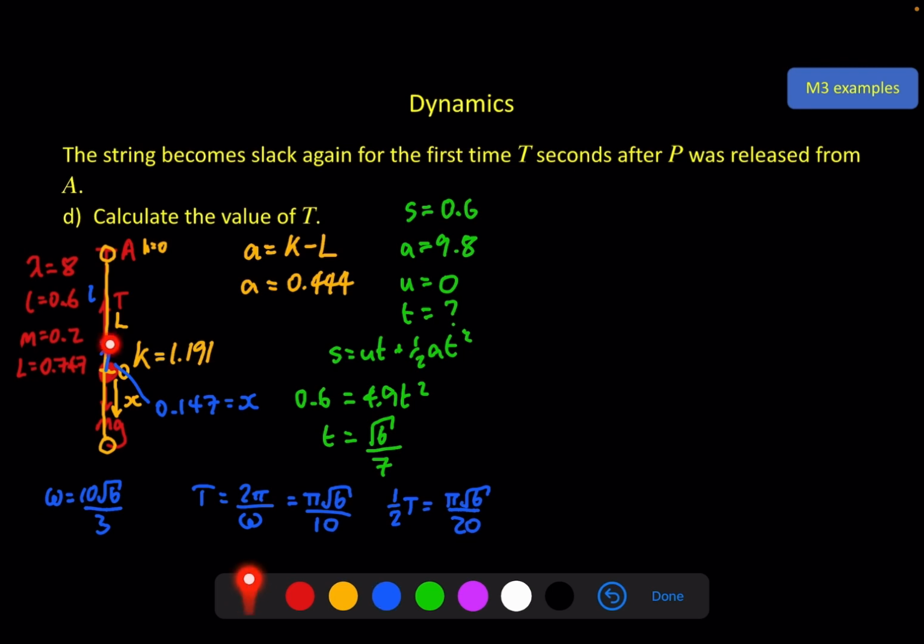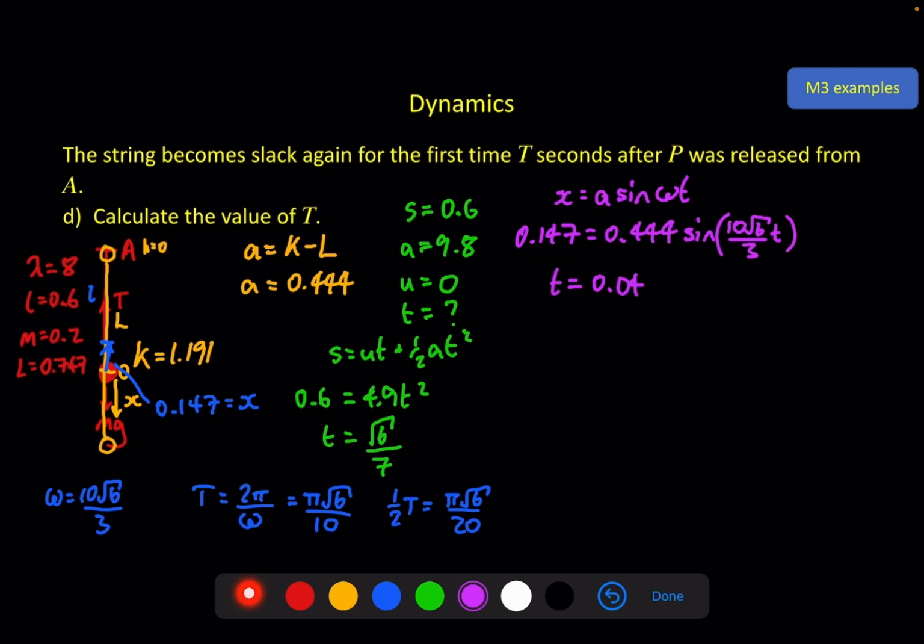Now I still need this little motion here, from here down to here, and then after it's done this, back up to here. So I want 2 lots of the time it takes to go from here to here, when x is equal to 0.147. So using x equals A sine omega t, we're using 0.147 is equal to 0.444 sine of 10 root 6 over 3 t. And that gives me the decimal answer 0.0413 dot dot dot. And I want 2 of those, 0.0826 dot dot dot.